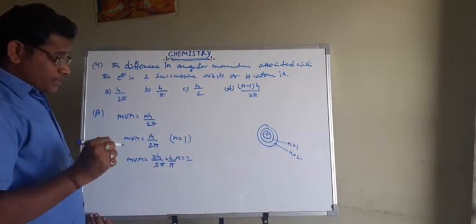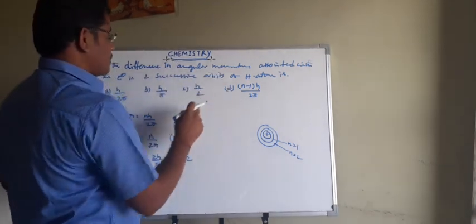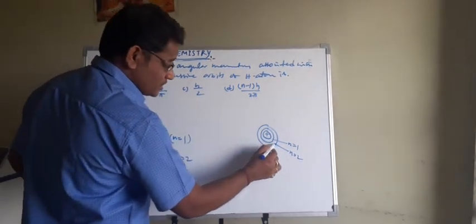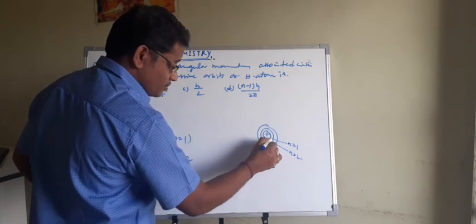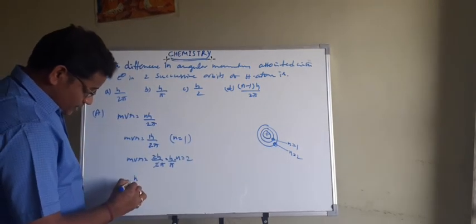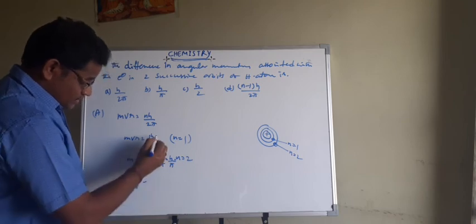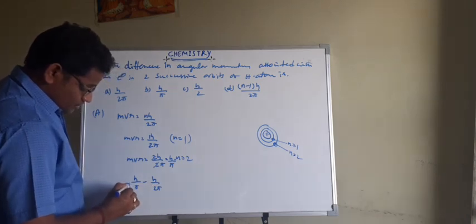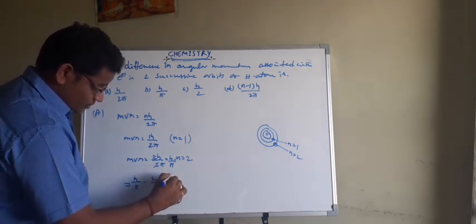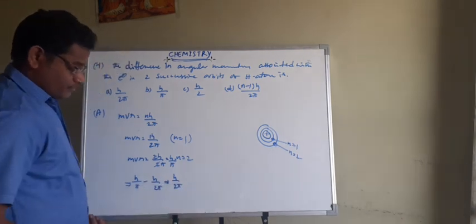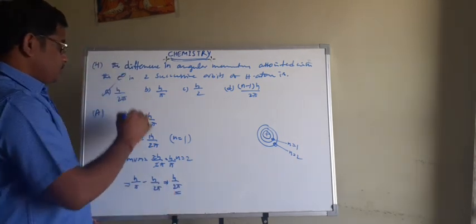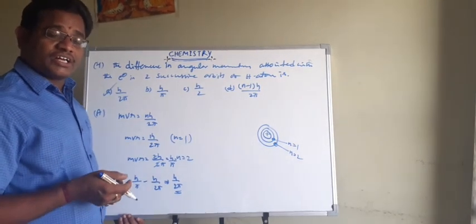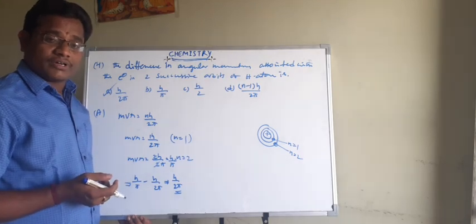But here what I am asking is the difference in the angular momentum associated with electrons in two successive orbits. Successive orbit means the difference between the angular momentum of the second orbit and the first orbit. The second orbit is h by pi minus h by 2 pi. That is the difference. H by pi minus h by 2 pi, then what do we get? H by 2 pi. Okay, so the answer h by 2 pi is the correct option. So this is about the radius of the orbit. The next one is the energy of the electron in the orbitals. That is the next concept.